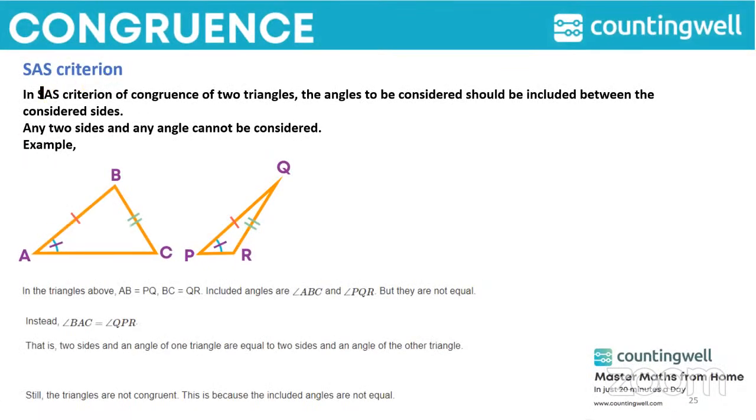SAS criterion. You can use the SAS criterion only if the angle considered is included between the considered sides. So you cannot consider any two sides and any angle. Here you can see AB is equal to PQ, BC is equal to QR, and angle A is equal to angle P. Note that angle A is not included between the sides AB and BC. Also, angle P is not included between the sides PQ and QR. That's why these two triangles are not congruent.